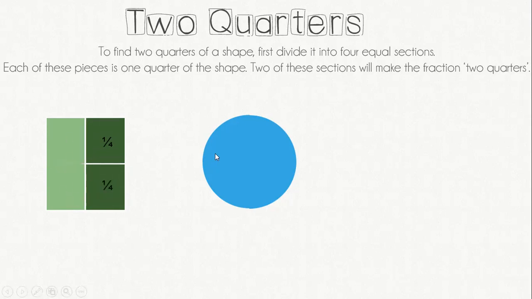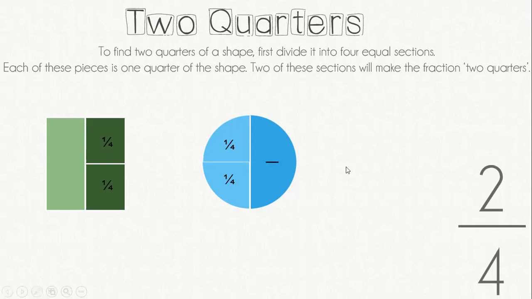If we look at our circle over here, we're going to cut it into 4 equal parts, 4 equal sections. And we are only going to look at 2 of those, which will leave us with what? Let's have a look.